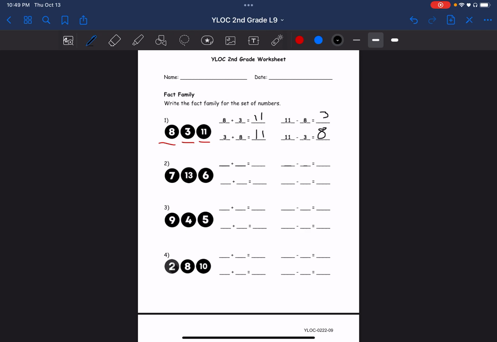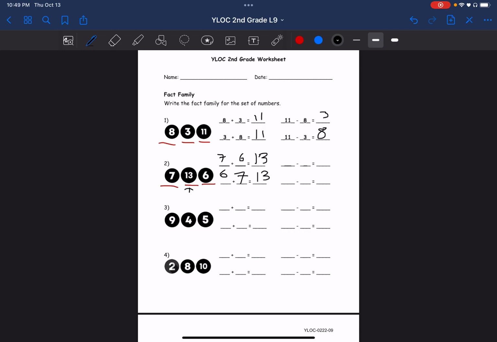And then let's try it with number 2. There is 7, 13, and 6. So if we were to mimic the first question, it would be 7 plus 6, and since 13 remains, or 13 is the last one here, we put 13 down here. And then if we were to reverse the things we add, it will be 6 plus 7, which equals 13.